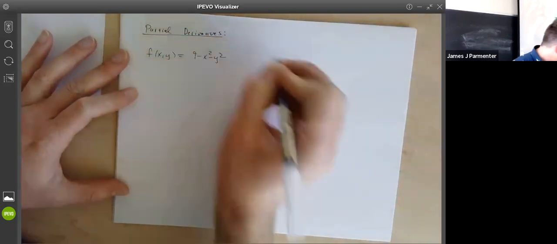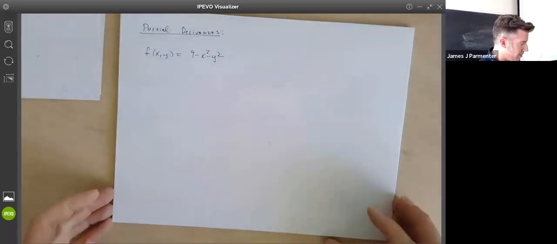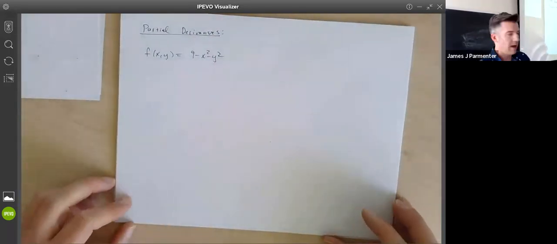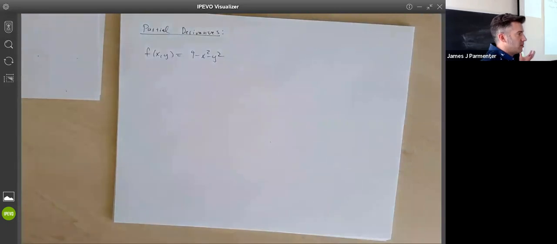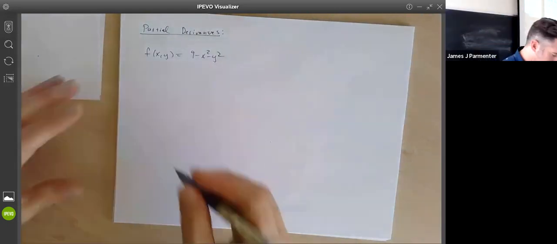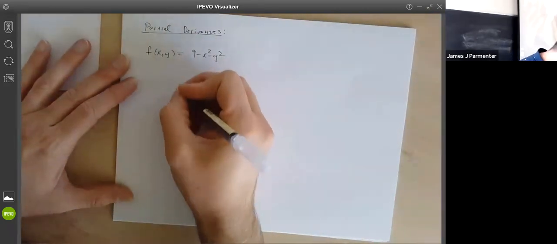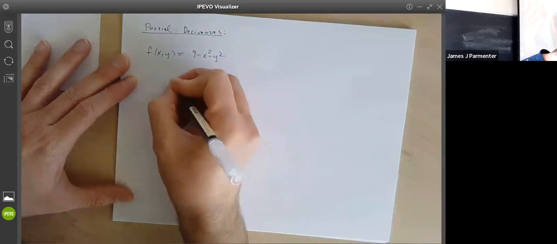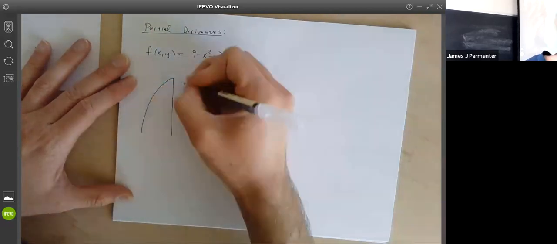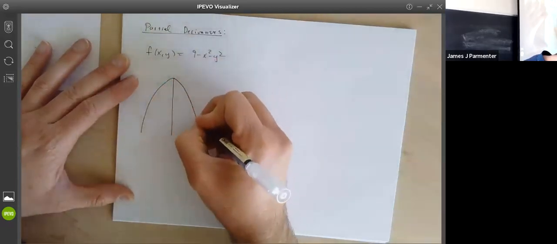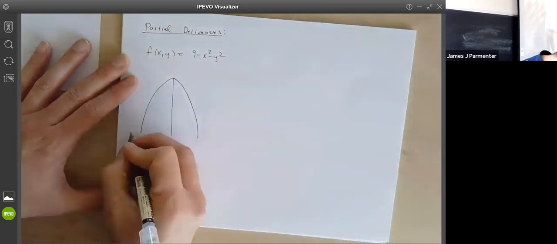So f of x, y equal to 9 minus x squared minus y squared. I like to think of this as a little mountain or hill where it's a paraboloid opening downward. In fact, why am I trying to draw it in the air when I can draw it on the paper? So yeah, I'm usually more like this. Oops, okay, that's not quite as parabolish looking as I usually like to draw it, but oh well, it's just life.